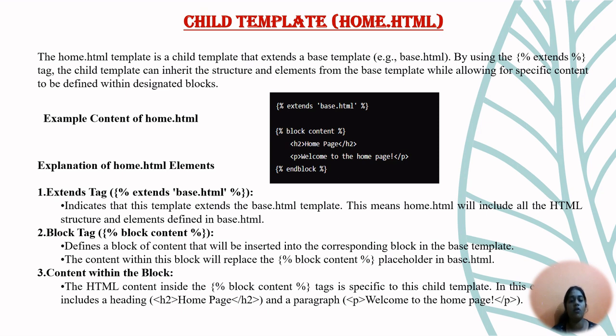And here is an example of home.html having the extend with curly brackets and a percentage, and it contains the block tag and contents within the block. The extend tag extends base.html, and the block tag has curly brackets with percentage, block content. This is a block of content that can be inserted into the corresponding block, and the content within the block has HTML content which has a block content tag and is specific to its child template.